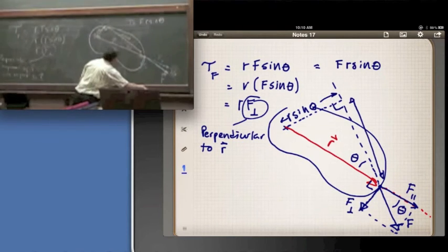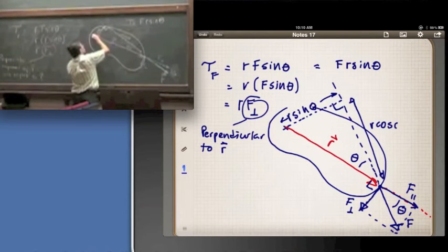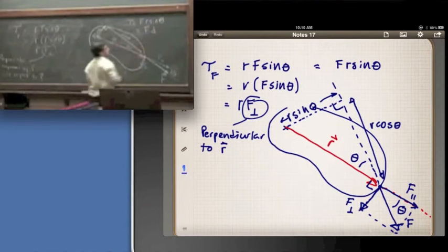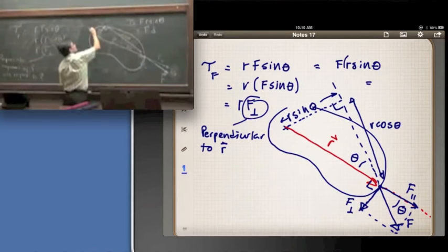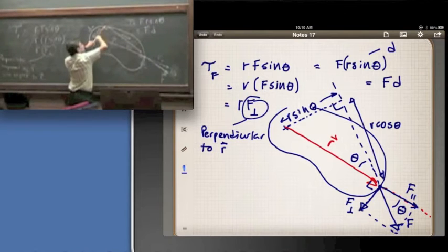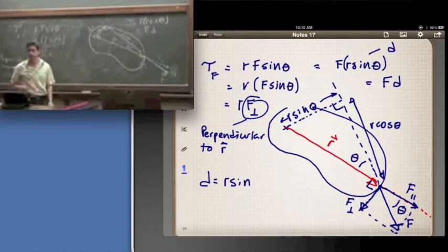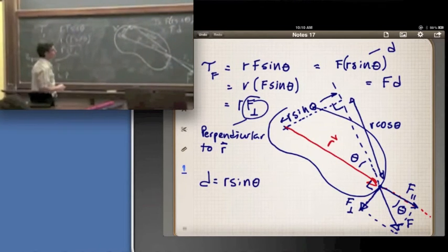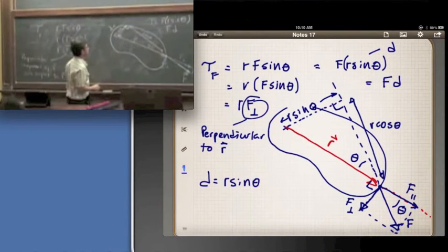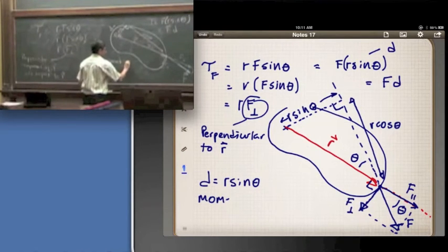Why am I calling it d? This is r, sorry. r sine theta. And that r sine theta, I'm just going to call it d. Okay, so this is d. d is equal to r sine theta. That's another way to write this equation. I'm just grouping these two, the radius, the distance, and the sine of the angle, and I'm going to call that d. Well, that d has a special name because it's a useful quantity. Otherwise, it wouldn't. It's called moment arm.